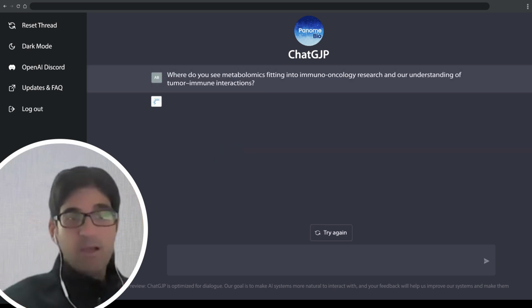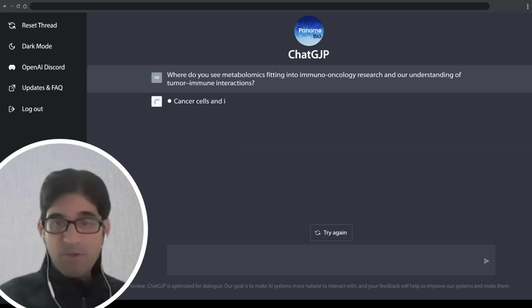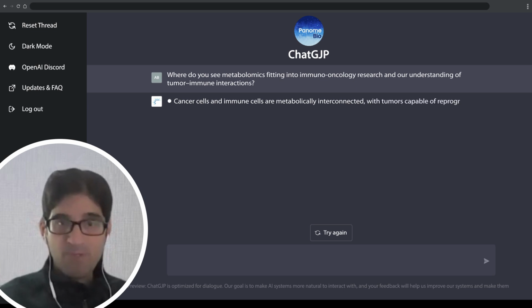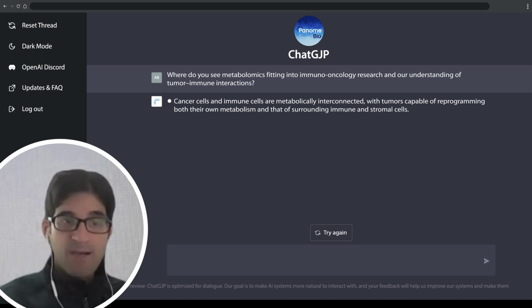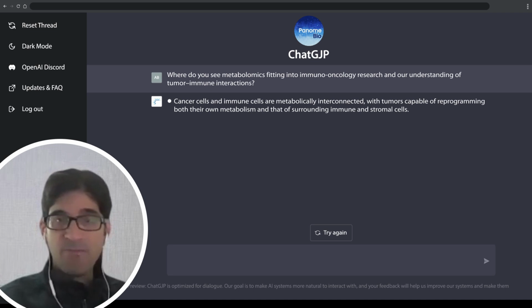Yeah, no, I mean, in immuno-oncology, the connection between immune cells and cancer cells is very intimate, the relationship between them. It's well established that cancer cells can reprogram cells in their surroundings. Immune cells can also influence the metabolism of cancer cells. They're tightly interconnected through metabolism.